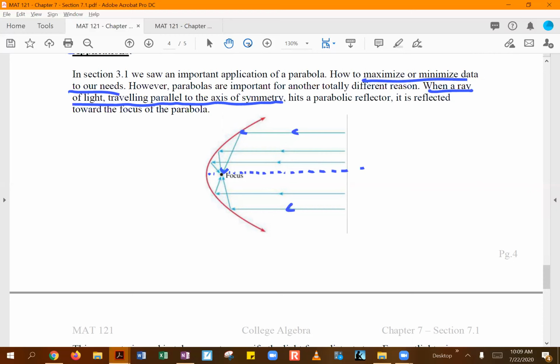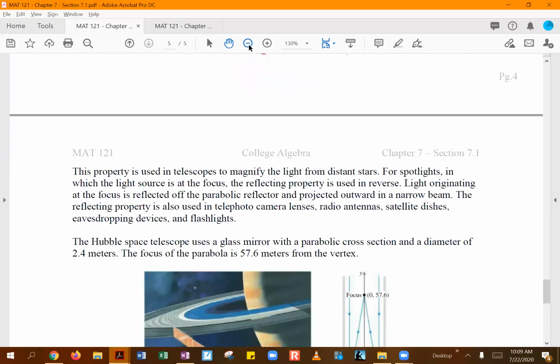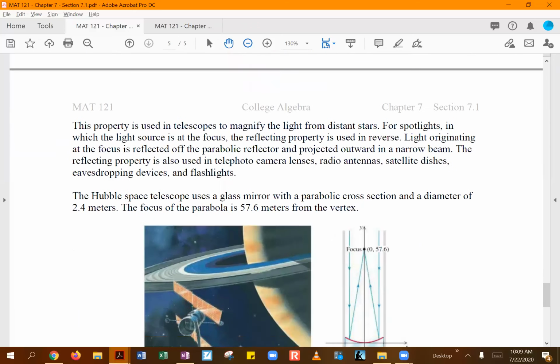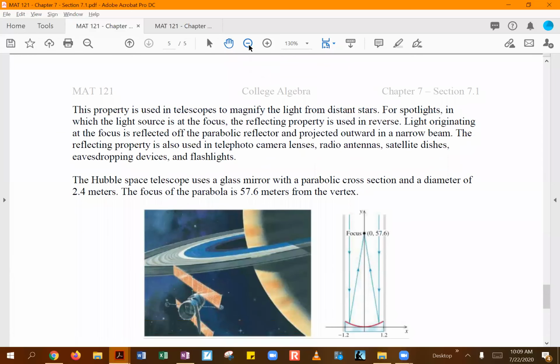So you've got the ray of light coming from this direction, it hits the reflector, and you will see it again starts concentrating towards the focus. And we actually use this property in telescopes. But you can also think of this same concept being used in spotlights. But what's happening in a spotlight is we're doing it in the reverse direction.